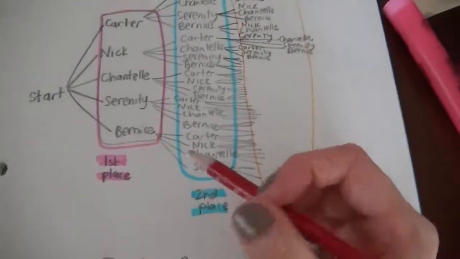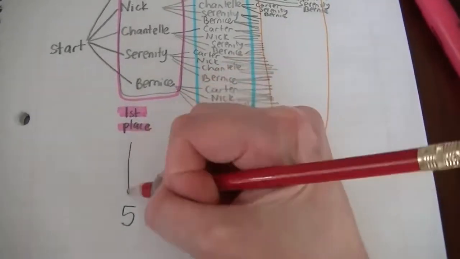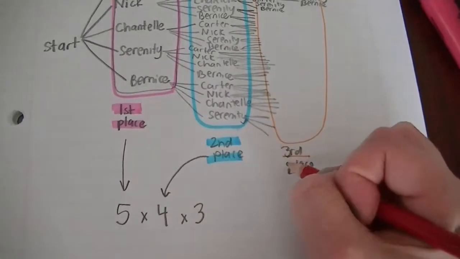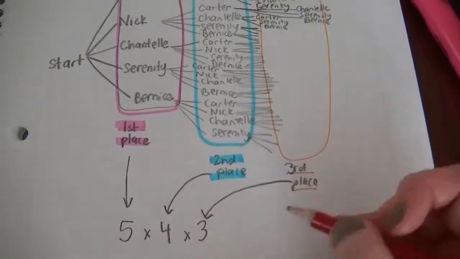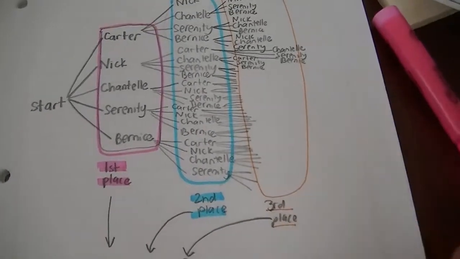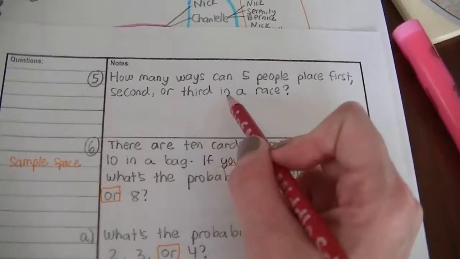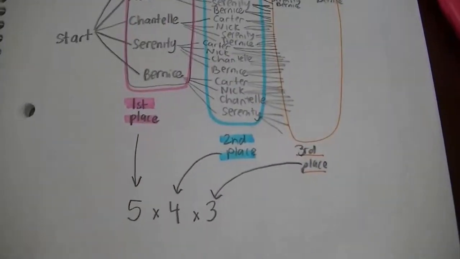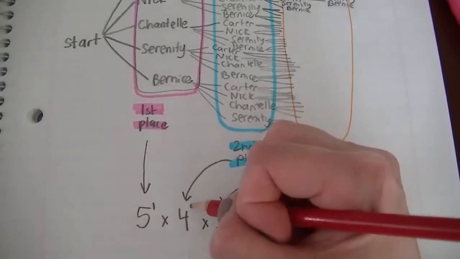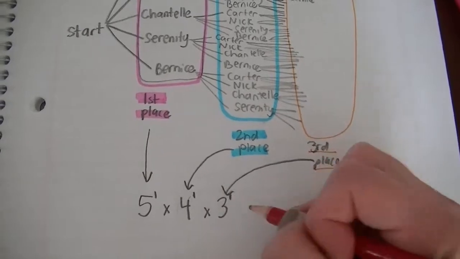Okay, this is an and problem because you need a first place winner, a second place winner, and a third place winner. There's 5 possibilities for the first place, 4 possibilities for second place, and for third place there's 3 possibilities. Do we care about 4th place or 5th place? Nope, simply because the problem only asks about first place, second place, or third place in a race. Okay, so only 1 out of those 5 could take first place, only 1 out of those 4 could take second place, only 1 out of those 3 remaining could take third place.